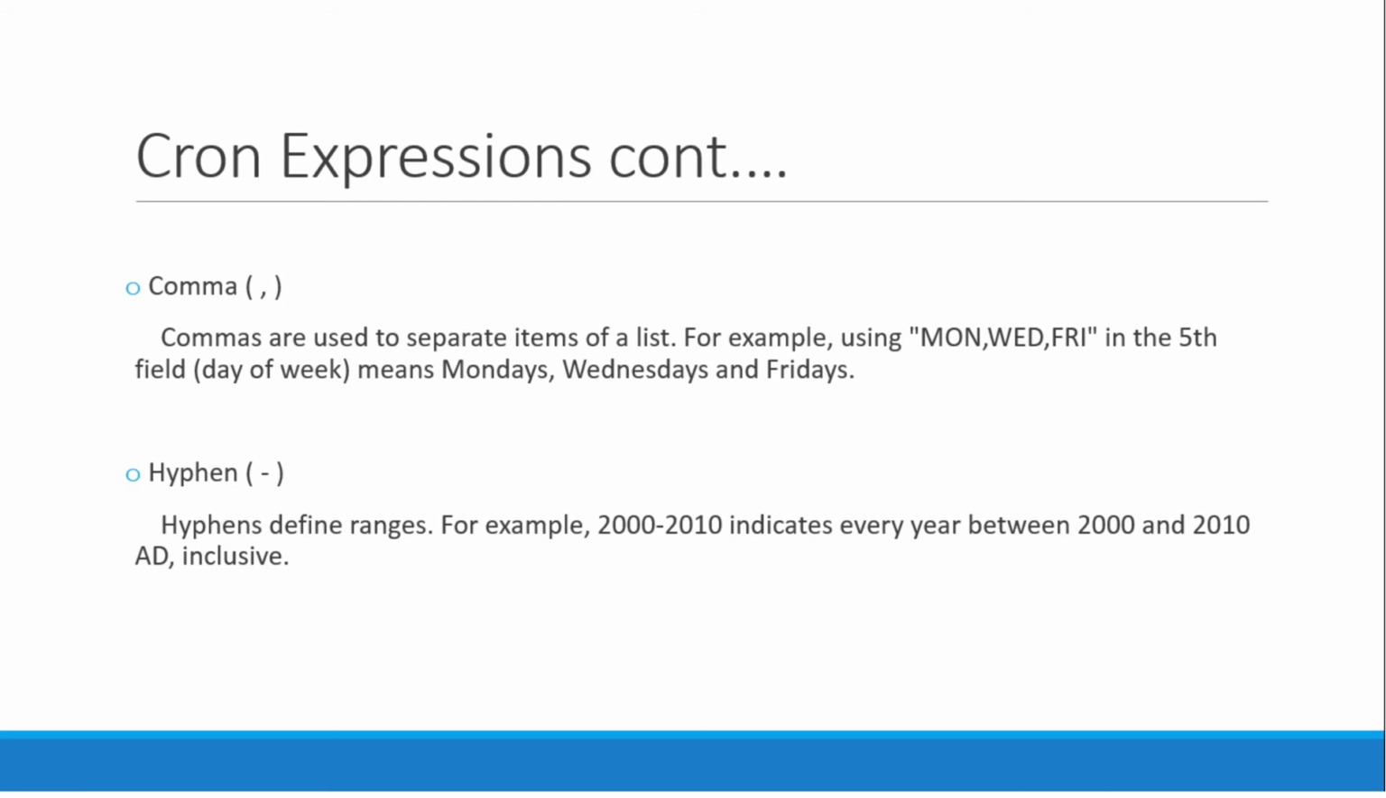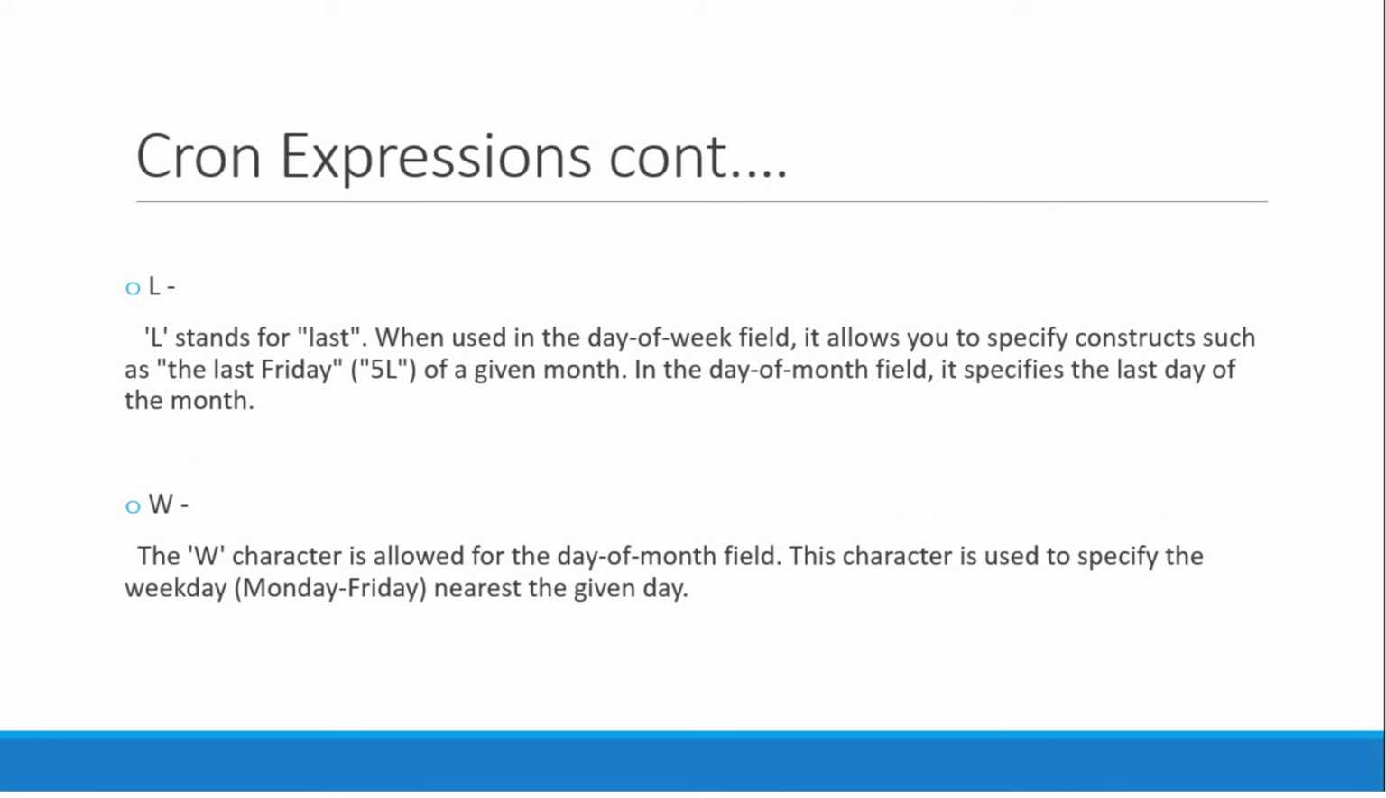And we have the dash or the hyphen. So that is used for ranges. In this example it has been used in the year field. 2000-2010 means between 2000 and 2010. If we use this in the day of week field, saying MON-FRI, that means Monday to Friday, likewise. And then there is this L special character. That basically allows you to specify the last something, like last Friday, last month, stuff like that.